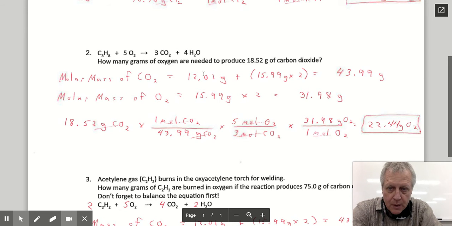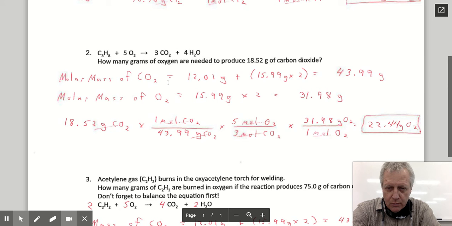Then you need to show me how you determined the molar masses. That's what I'm showing right here in this problem. It's asking you to solve for how many grams of oxygen is needed if you formed 18.52 grams of carbon dioxide. So that's our challenge, and we need to know the molar mass of each of those.